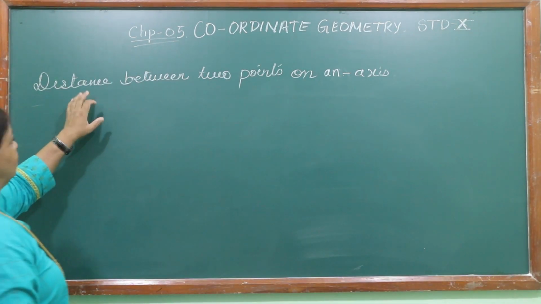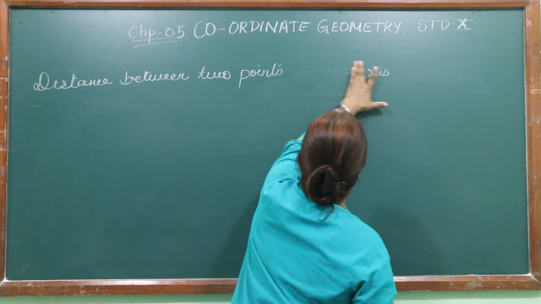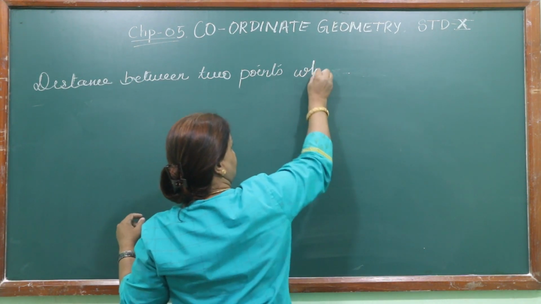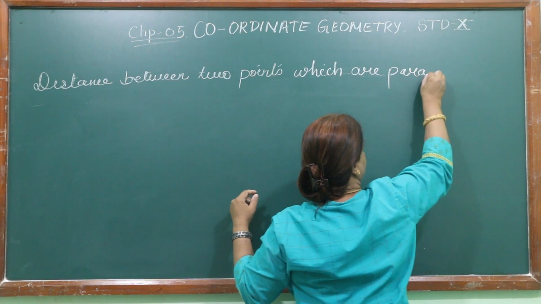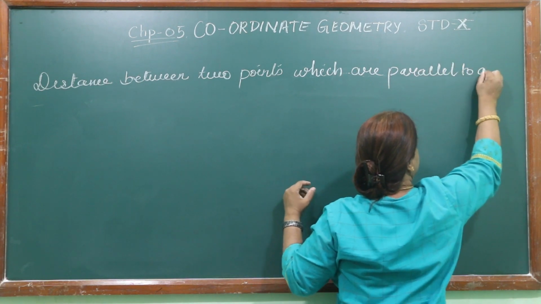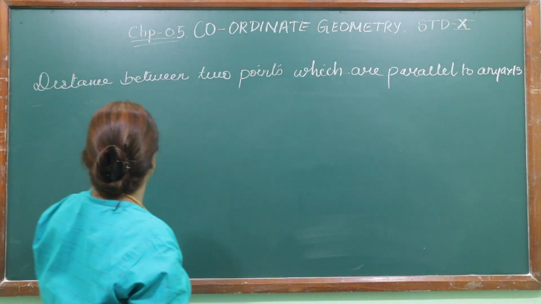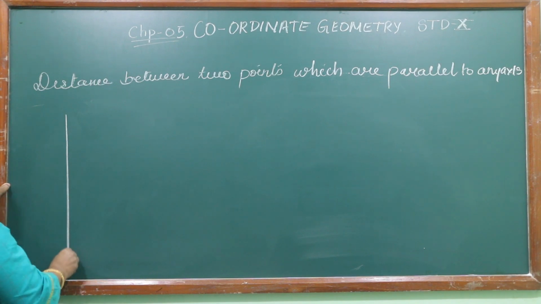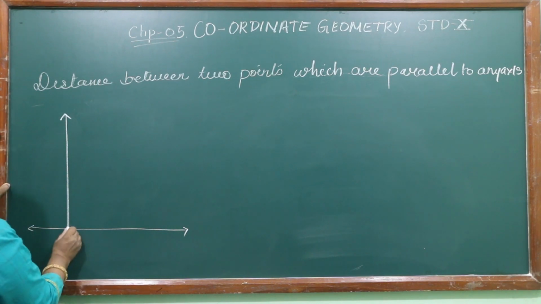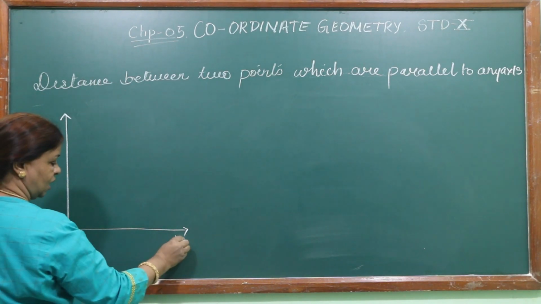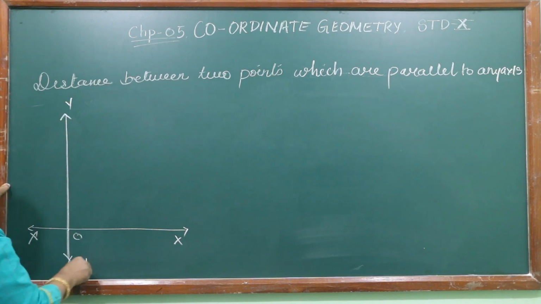Now children, we will be learning to find the distance between the 2 points which are parallel to any axis. It can be x-axis or y-axis. So let us draw a figure. This is y-axis and this is x-axis. This is point O. O is the origin. X, here I can say x dash, y, and this is y dash.